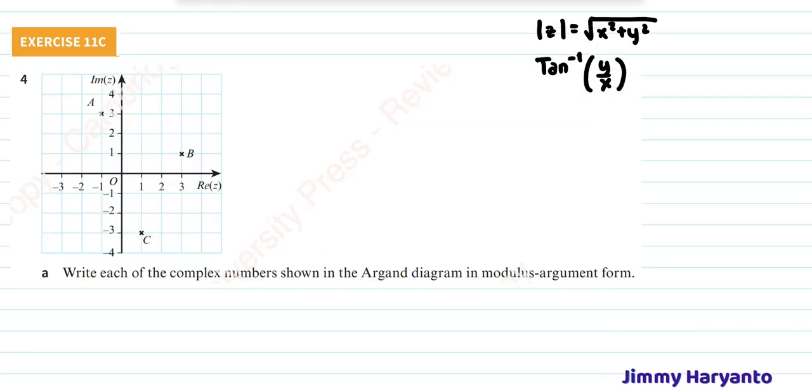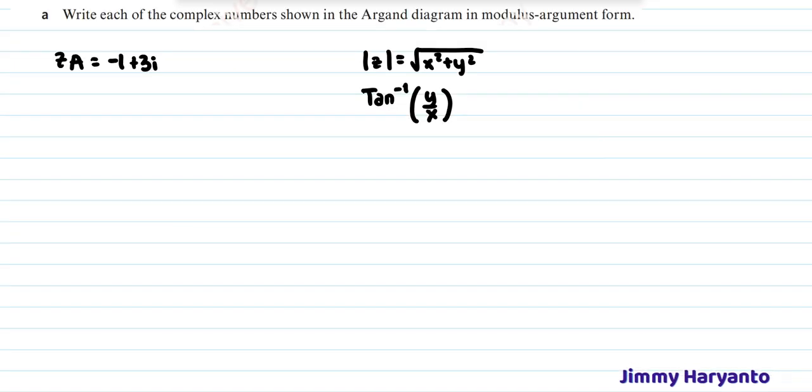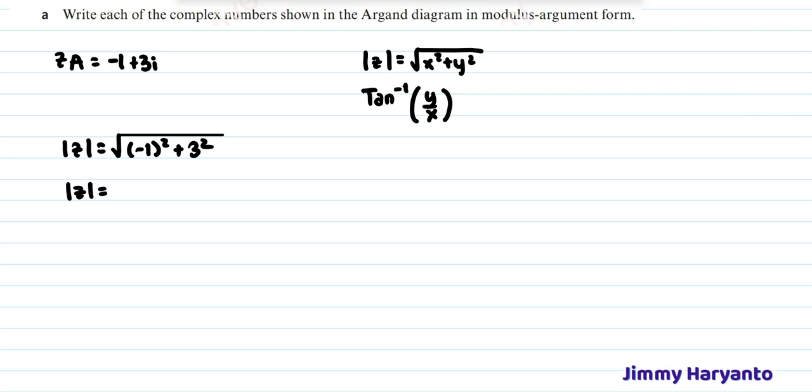And then next is question 4. For question 4, I ask you to choose one of the complex numbers. For this one, I will choose A. So the complex number of A is negative 1 plus 3i. Okay, and then I will rewrite this in modulus-argument form. First I will find the modulus. The modulus will be the square root of negative 1 squared plus 3 squared. So the modulus will be square root of 10.